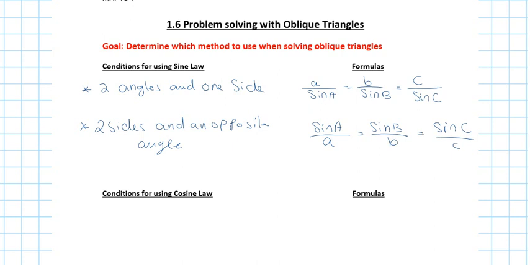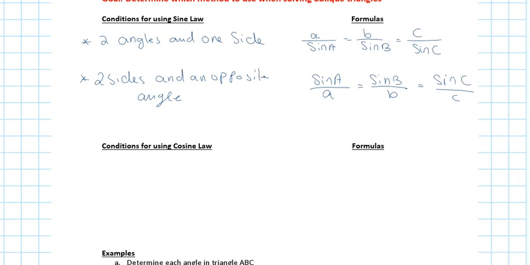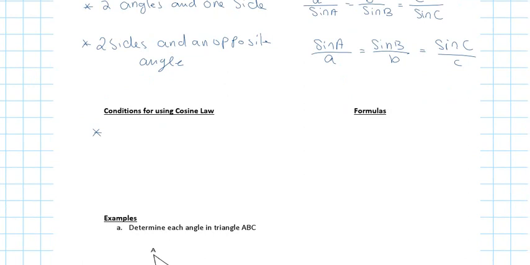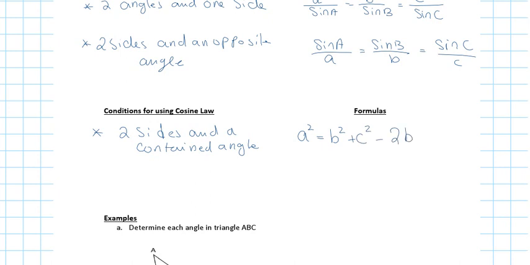The condition for using cosine law? Contained angle. Perfect. And I'll be looking for a side. Let's say I'm looking for side a. a squared equals b squared plus c squared minus 2bc cosine A. Perfect. And the other option is if I have all three sides.